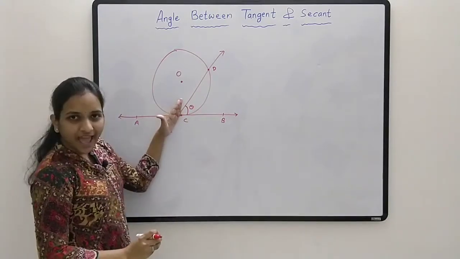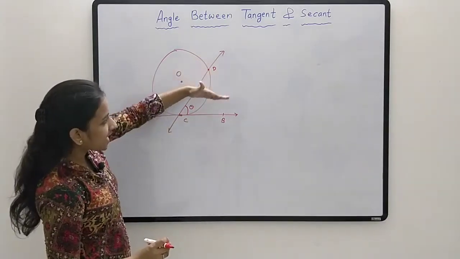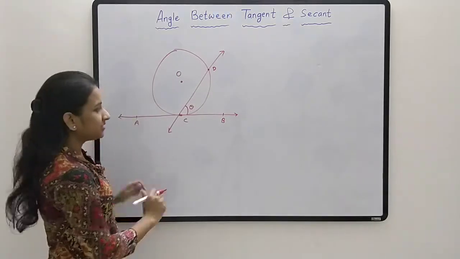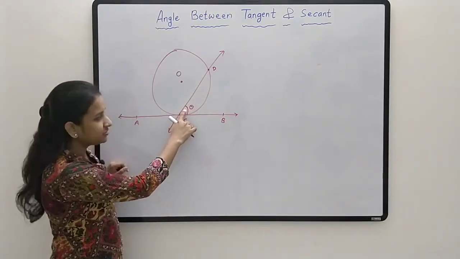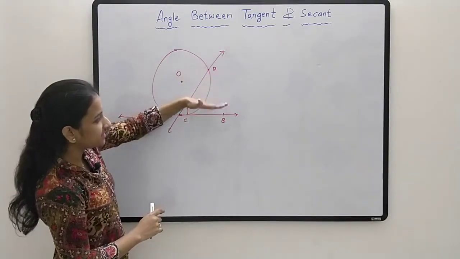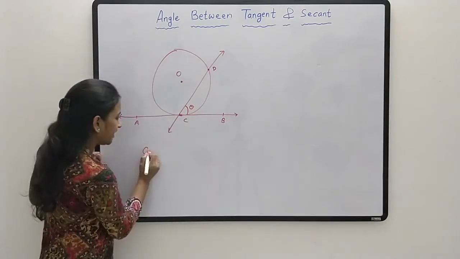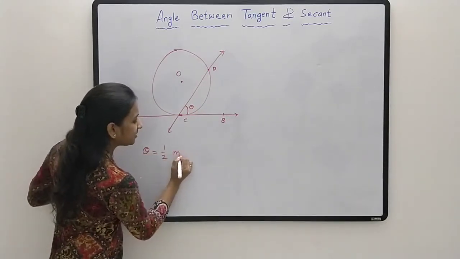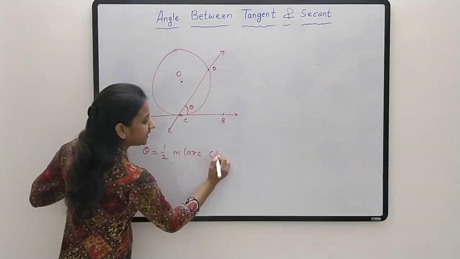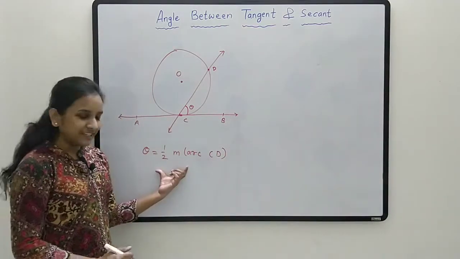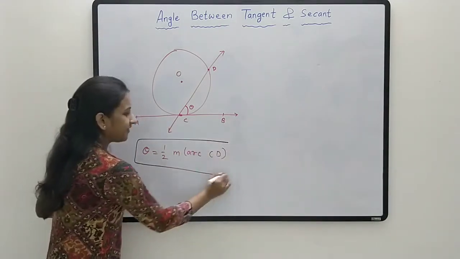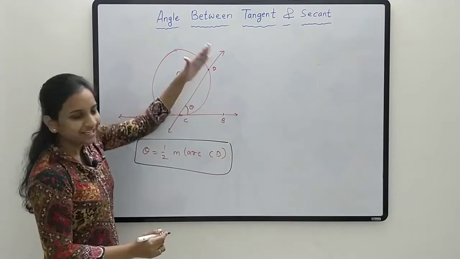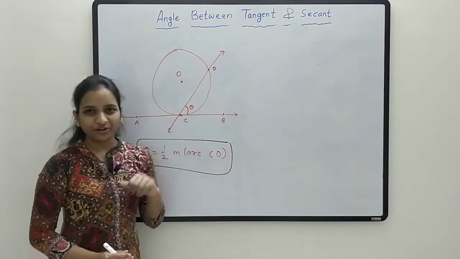So for this angle, the intercepted arc is arc CD. So this angle is equal to half of the measure of the intercepted arc CD. So we can write theta is equal to half of the measure of arc CD. Using this formula, we can find the angle between the tangent and the secant at the point of contact.